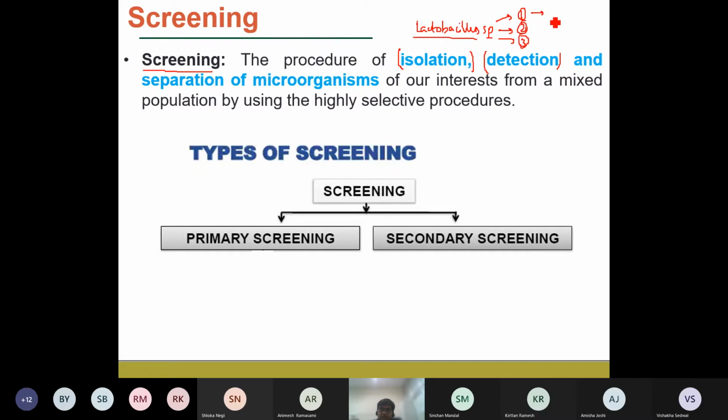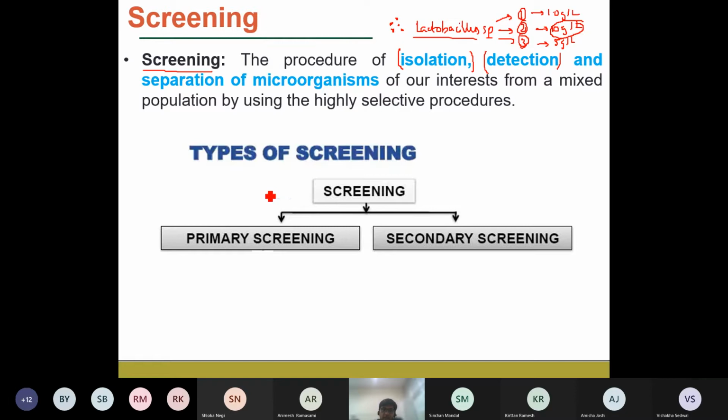One is, suppose, producing at 1.0 gram per liter, another is producing 10 gram per liter, and another is producing 5 gram per liter. So you have to screen this mixture of microbial culture and select which particular microbe is actually producing the maximum concentration of your desired or targeted product. So what is screening? It is nothing but isolating, detecting and separating the organisms from the mixture of microorganisms that are present generally in natural systems.